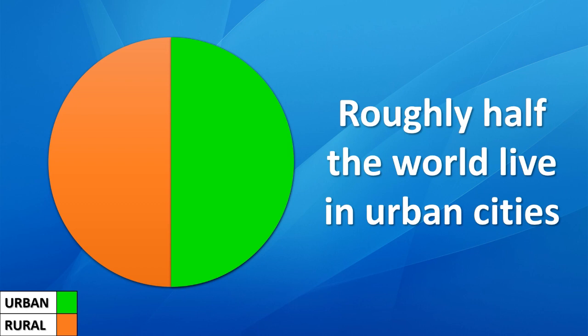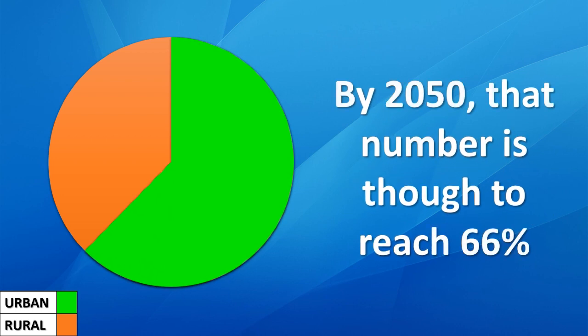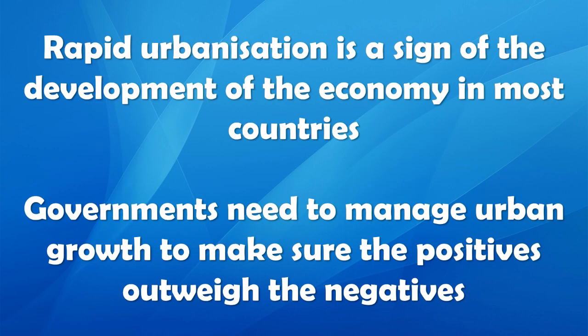Estimates show that roughly half of the world live in urban cities. By the year 2050, that number is thought to reach 66%, so two-thirds. That means that rapid urbanization is only going to continue. It's a sign of the development of the economy in most countries, and the economy is booming in most countries, so we know this problem is coming. Now it's up to governments. They need to manage urban growth to make sure that the positives outweigh the negatives.